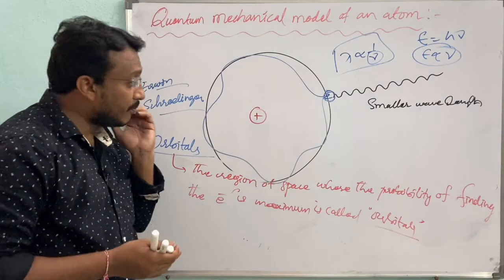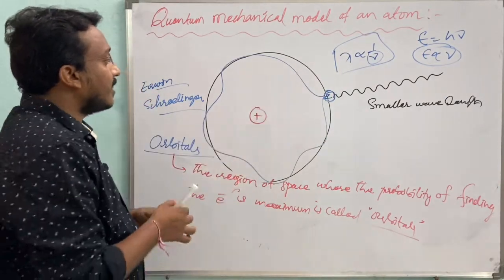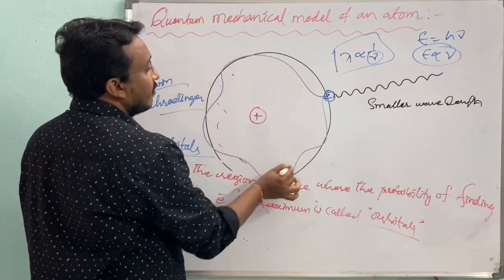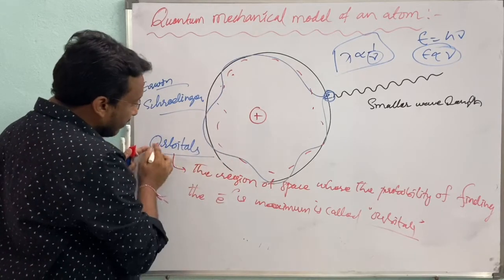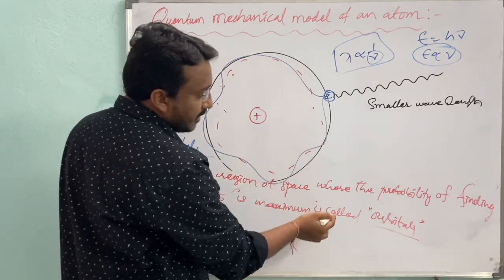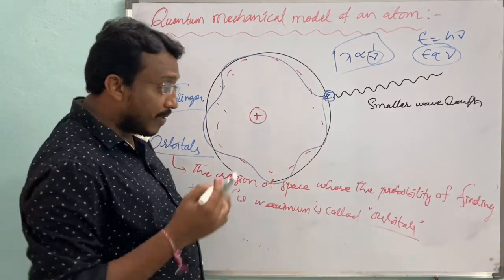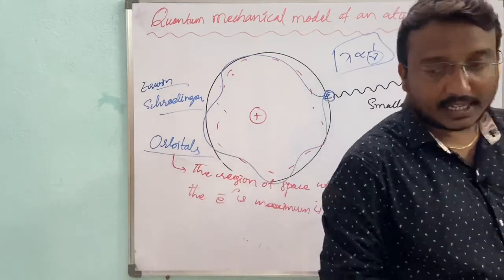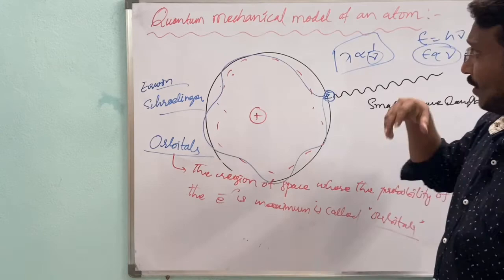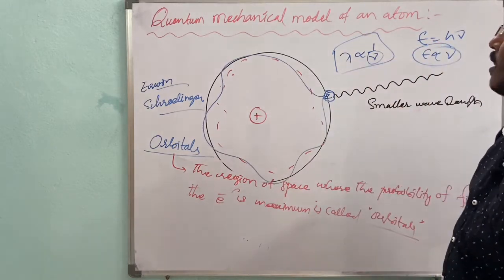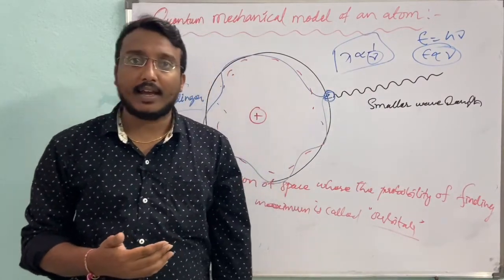That means the electron revolves in the space around the nucleus. He introduced orbitals, meaning the region or space where the probability of finding the electron is maximum is called an orbital. He introduced it. Okay, these are the atomic models. You will learn clearly about the quantum mechanical model of an atom further in classes. Okay, thank you.